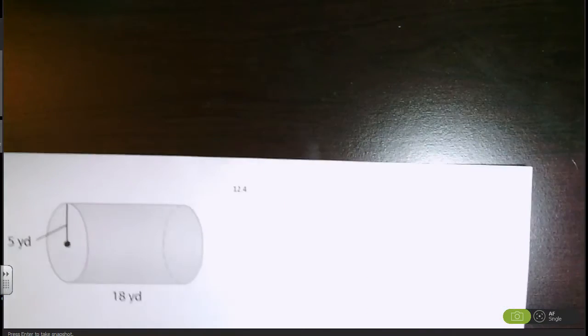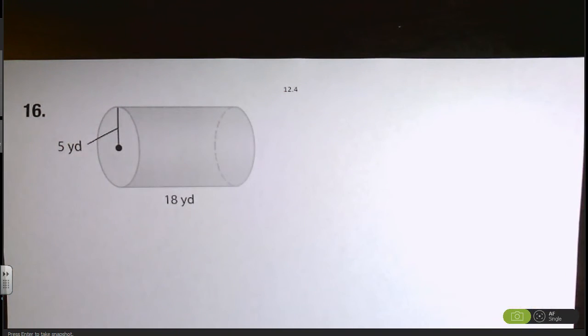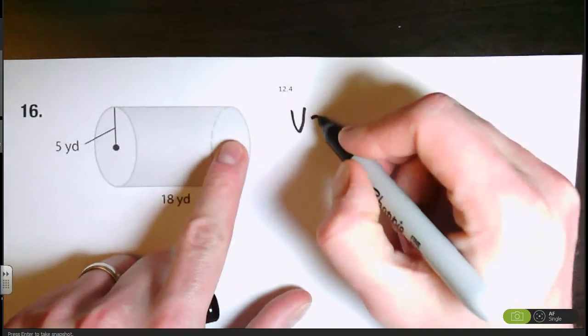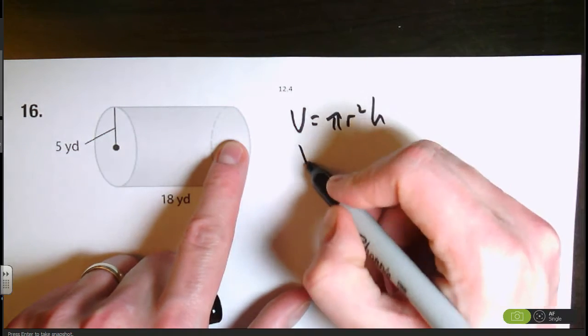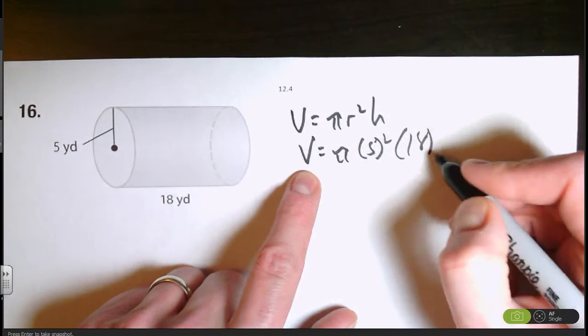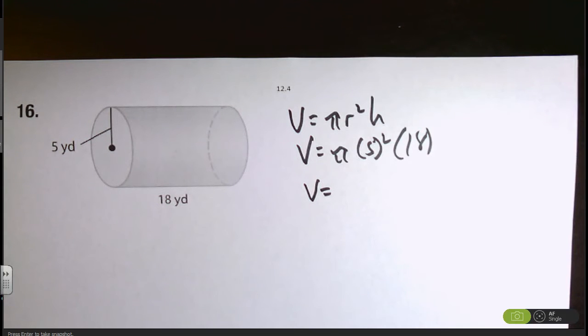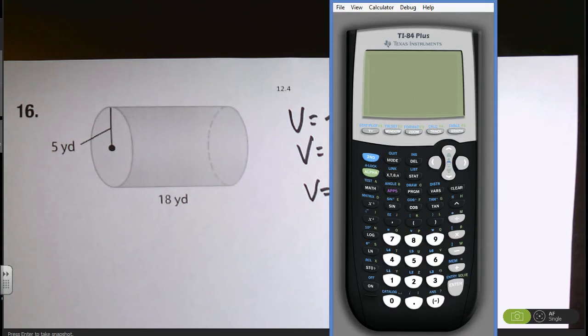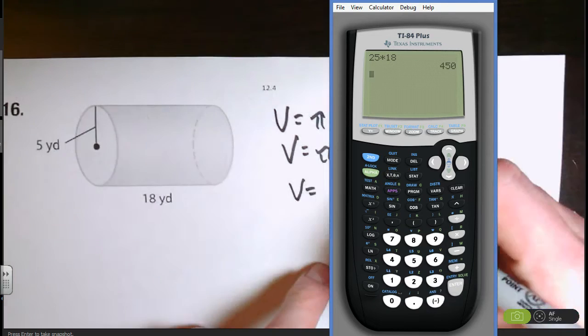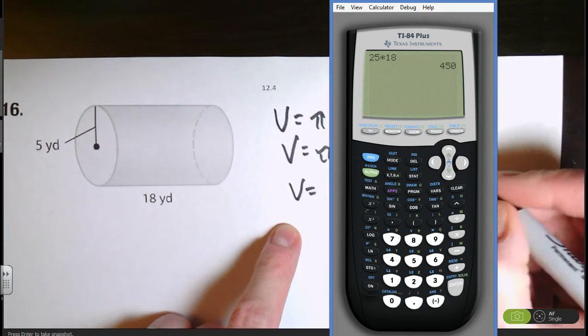Number 16 is the next one we're going to look at. Okay. Again, hopefully this is pretty straightforward. It's a cylinder. Volume is pi r squared h. So pi, the radius is 5, so 5 squared times 18. So you have 25 times 18, which, yeah, 450. Cubic yards.